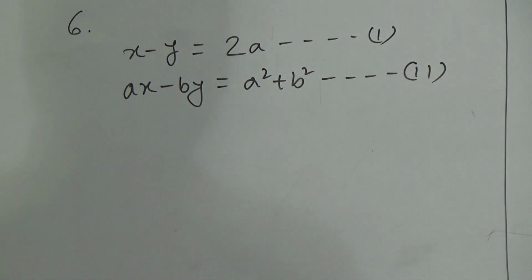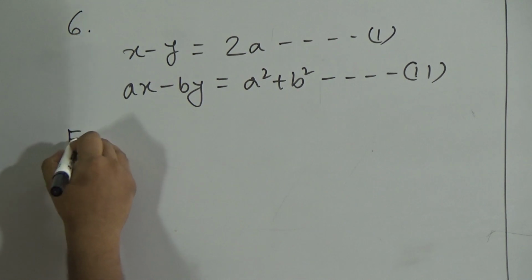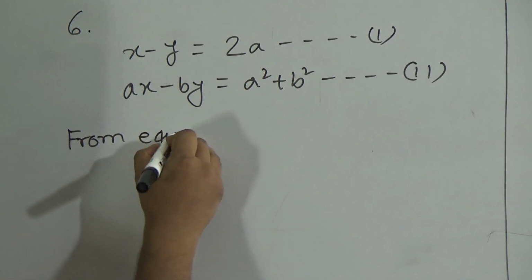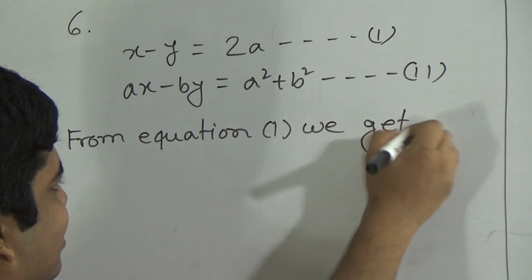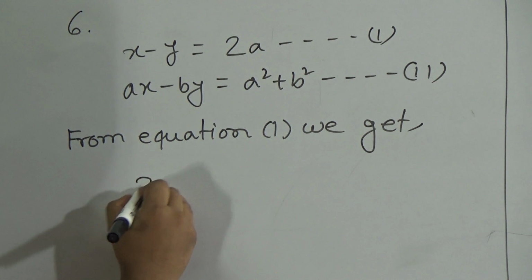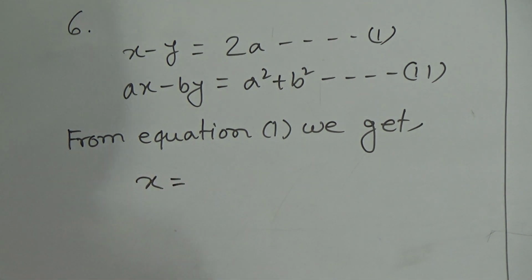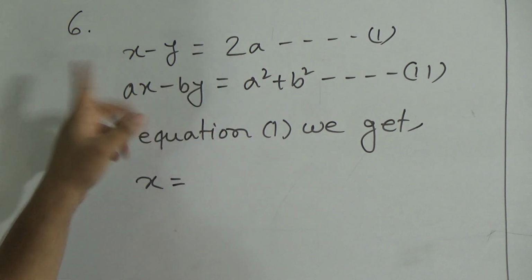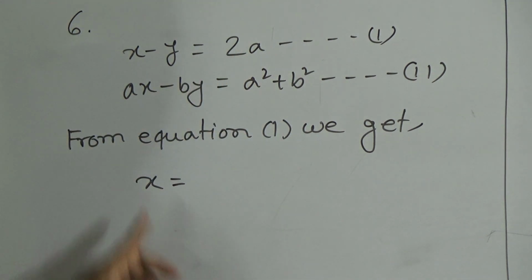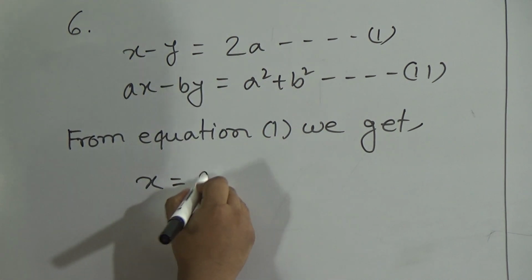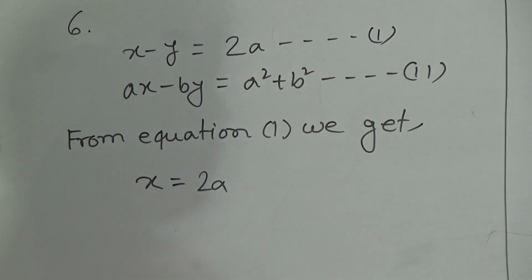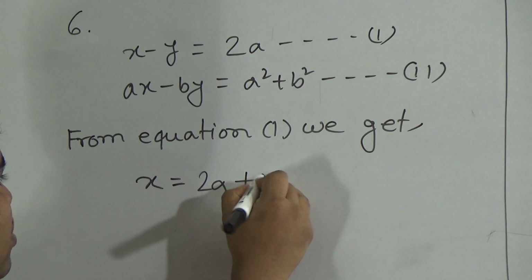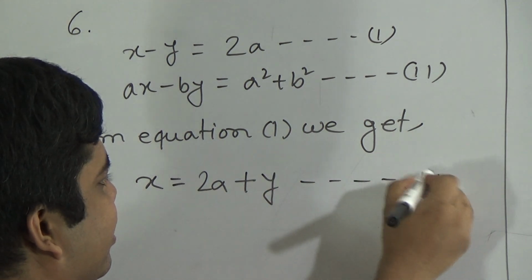Okay, my dear students. Now from equation 1 we get x. At first we convert this equation into one variable in terms of the other variable, so we need to convert x in terms of y. That means twice a is written here, and minus y changes its position, goes to the right hand side and becomes plus y. So x equals twice a plus y. This is equation number 3.